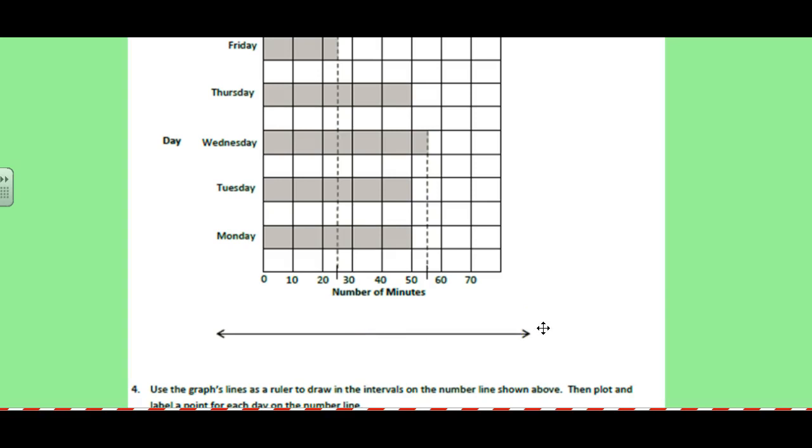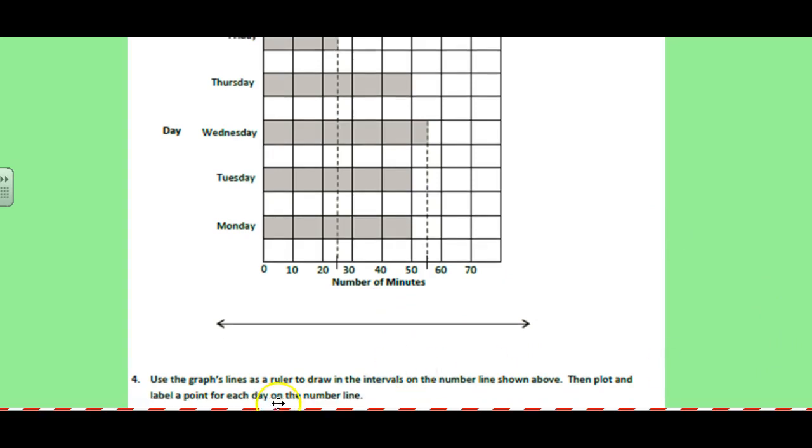So, actually, number 4 is going to be dealing with the number line that you see down here at the bottom. It says use the graph lines as a ruler to draw in the intervals on the number line shown above. So all it's saying is this line, if you were to take it all the way down, then you'll put this as 0. The next line would be 10, and then this one directly below it would be 20 and 30 and 40 and 50 and 60 and 70.